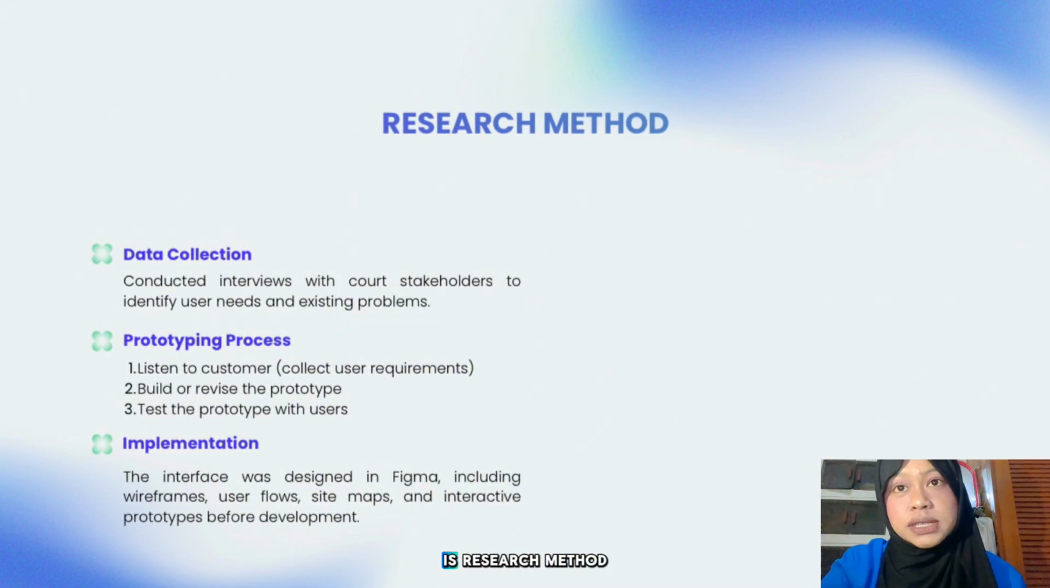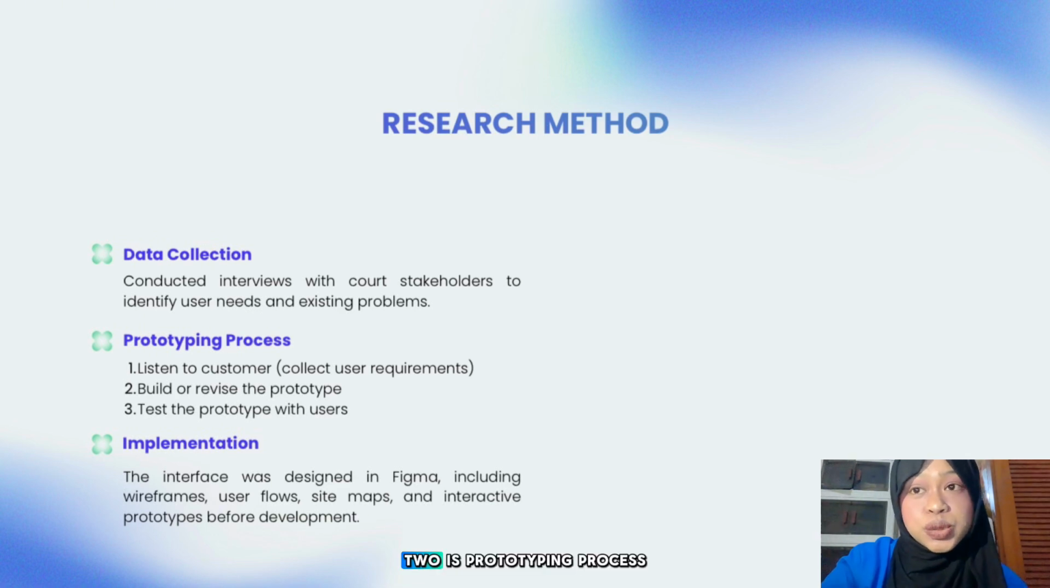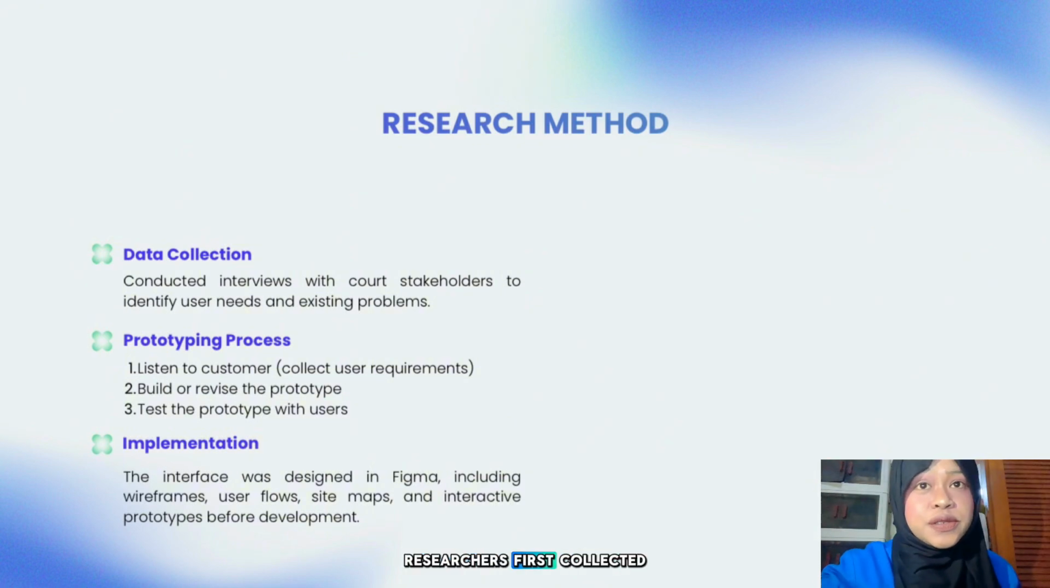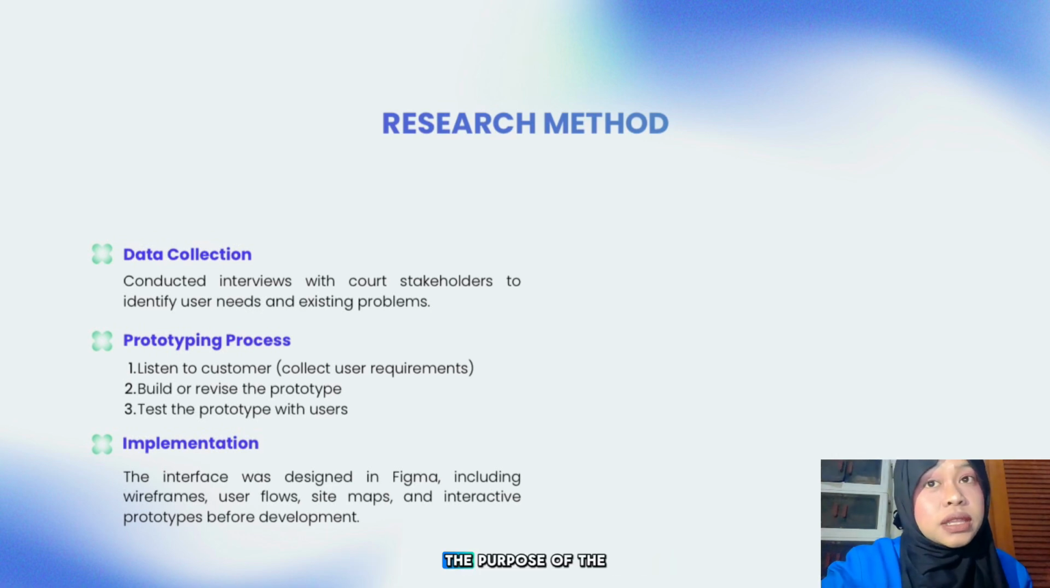The next one is research method. I have three research methods for the journal review. The first is data collection, the second is prototyping process, and the last one is implementation. In this research, the researchers first collected information by interviewing core stakeholders. The purpose of the interview was to understand the problems faced by users and identify the features they really needed.